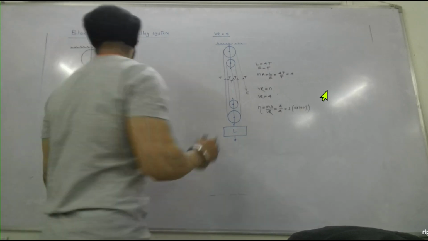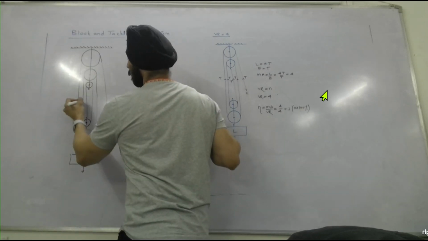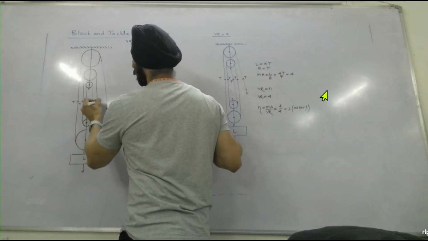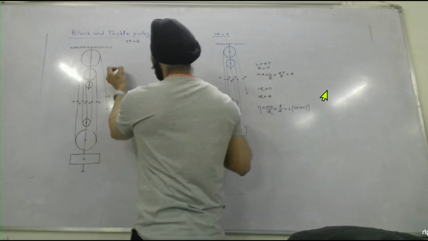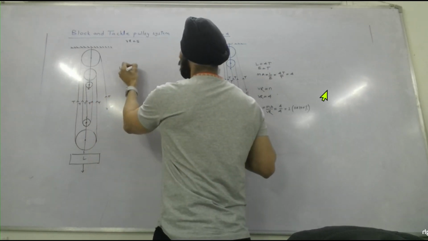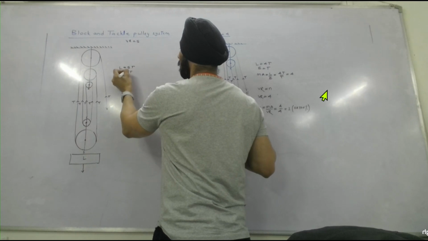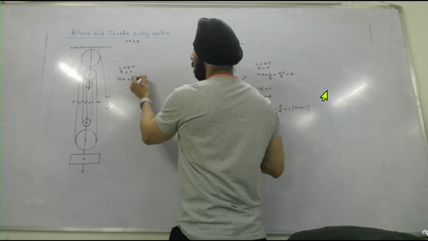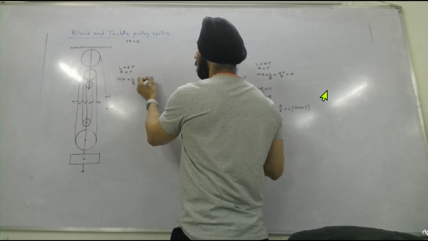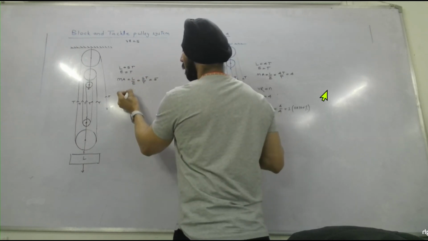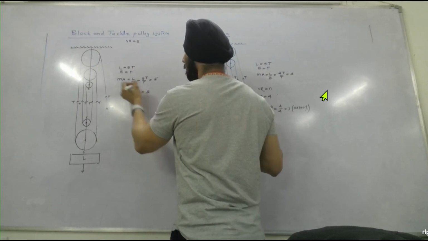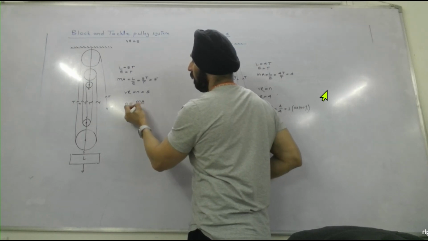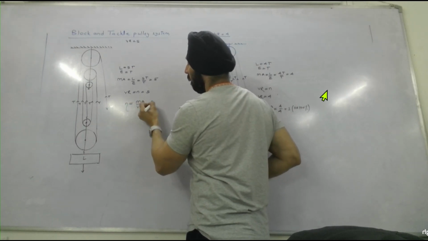Getting everyone? Tensions 1, 2, 3, 4, 5. Effort का 1. So load is equal to 5 tensions. Effort always 1. MA, which is load upon effort, is 5T upon T. Answer is 5. Velocity ratio is equal to number of pulleys, that is also 5. Efficiency is equal to MA upon VR, that is 5 by 5.